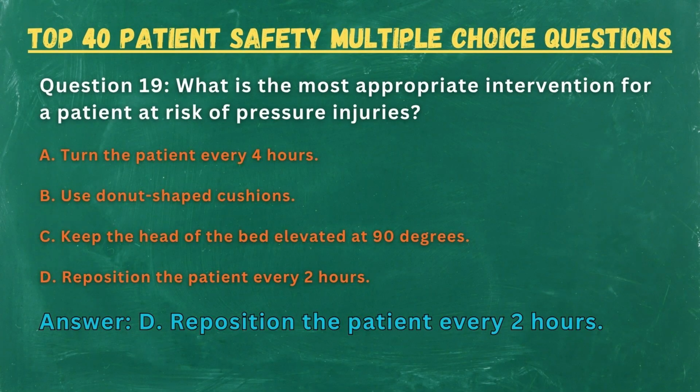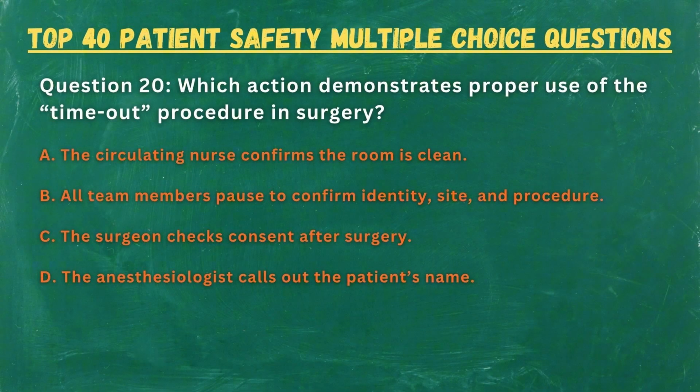Answer: D. Reposition the patient every 2 hours. Question 20. Which action demonstrates proper use of the timeout procedure in surgery? A. The circulating nurse confirms the room is clean. B. All team members pause to confirm identity, site, and procedure. C. The surgeon checks consent after surgery. D. The anesthesiologist calls out the patient's name.